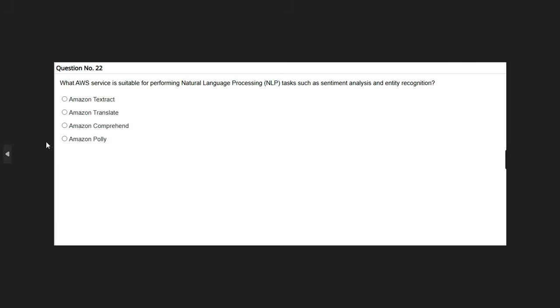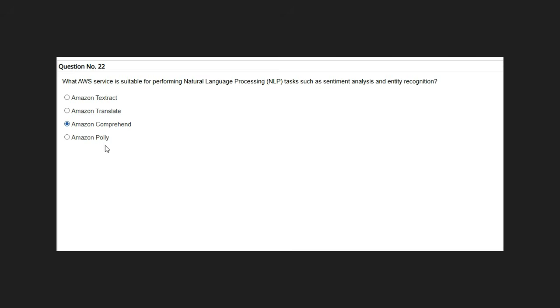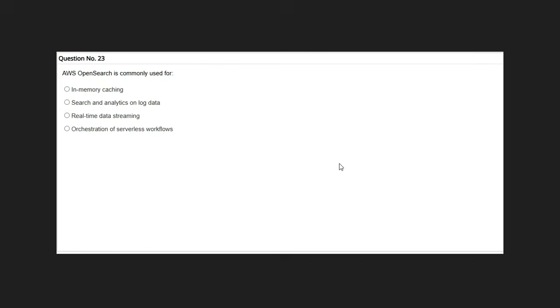Question number 23. AWS OpenSearch is commonly used for option A, in-memory caching. Option B, search and analytics on log data. Option C, real-time data streaming. And option D, orchestration of serverless workflows. So right answer is search and analytics on log data, which is what AWS OpenSearch is commonly used for.